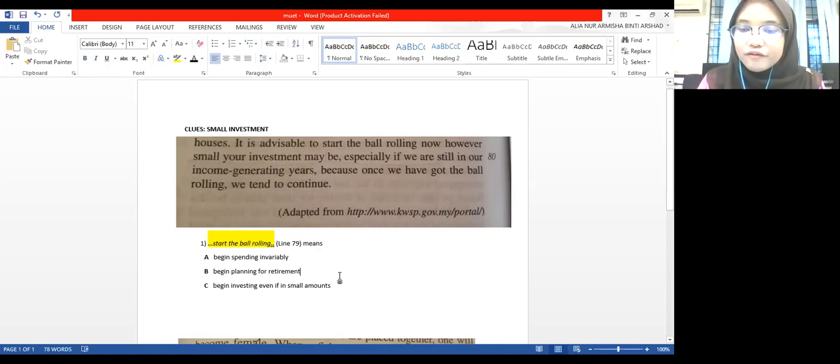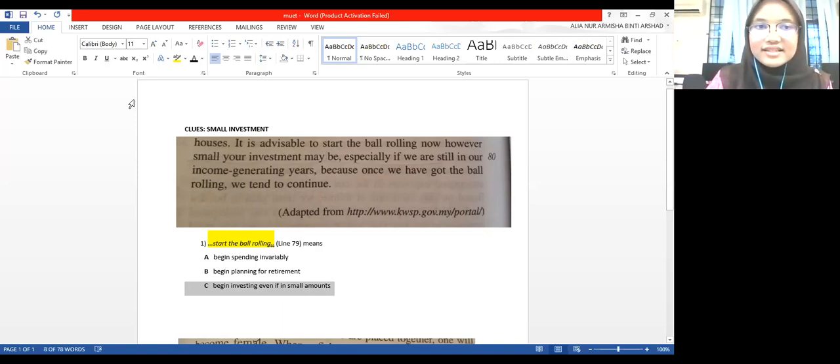Okay. So after we found the clues, look at the answer choices given. If we look at the answer choices given, we all know that a small investment means that we begin investing in small amounts of money. So the most accurate answer for this question is C: begin investing even if in small amounts. So the answer is C. Okay. And then move on to the next question.